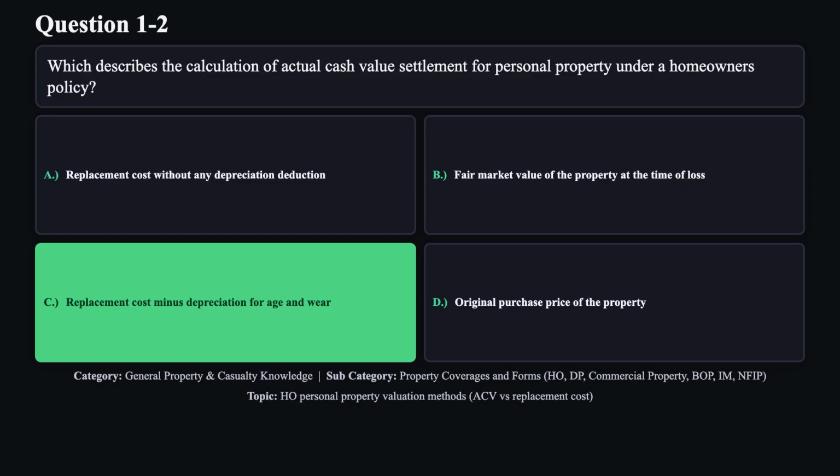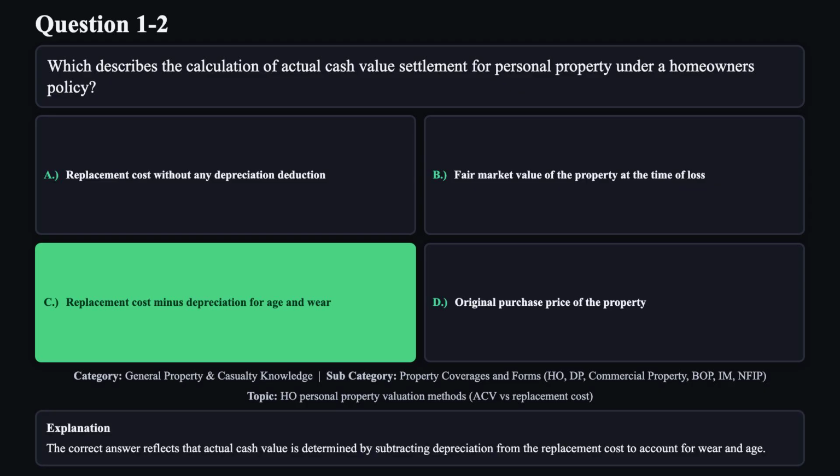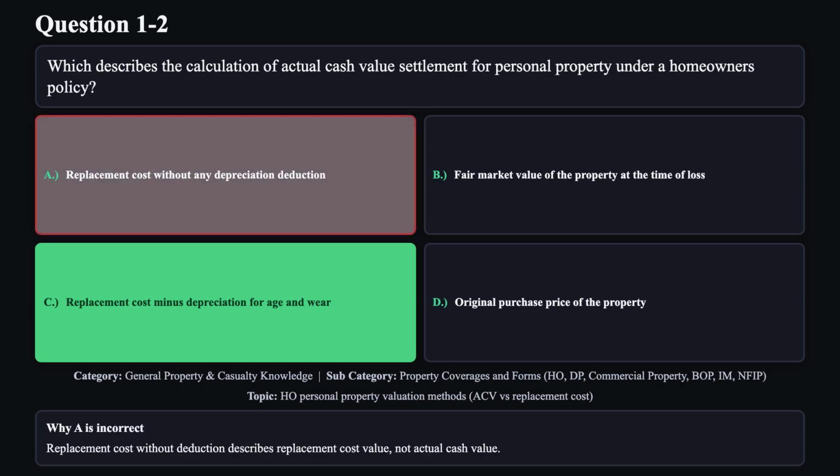The correct answer is C. The correct answer reflects that actual cash value is determined by subtracting depreciation from the replacement cost to account for wear and age. Reason A is not correct. Replacement cost without deduction describes replacement cost value, not actual cash value.